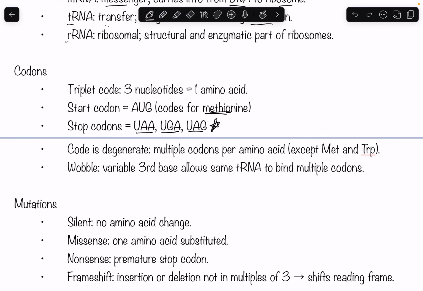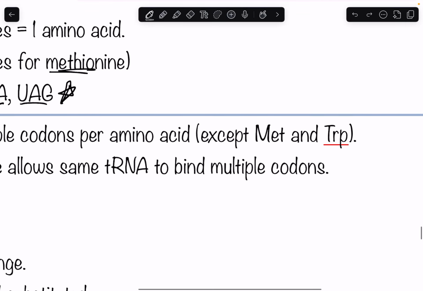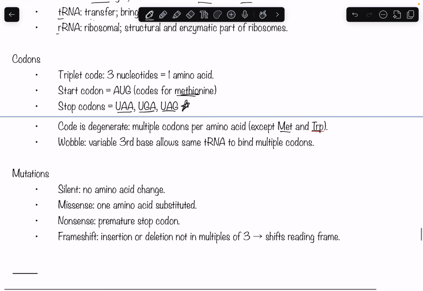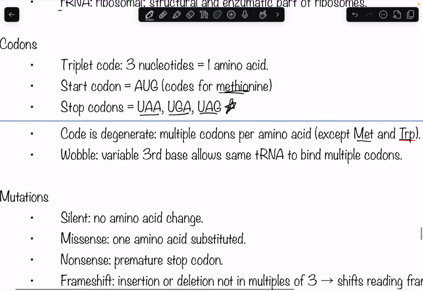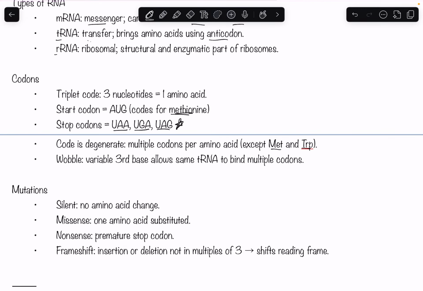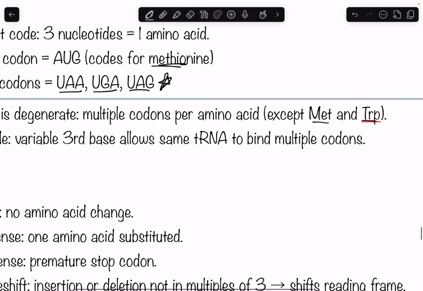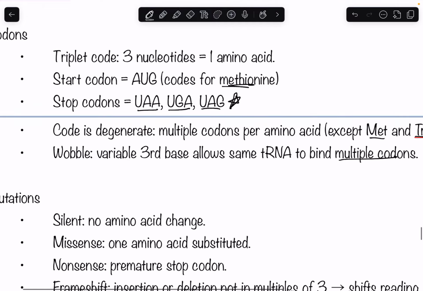So the codon is degenerate, meaning that multiple codons can code for the same amino acid, except for methionine and tryptophan. Okay, those are not degenerate. And wobble means that your third base is variable, meaning that that's the part that lets you know how many different codons it binds to. Fun fact, except in your stop codons.